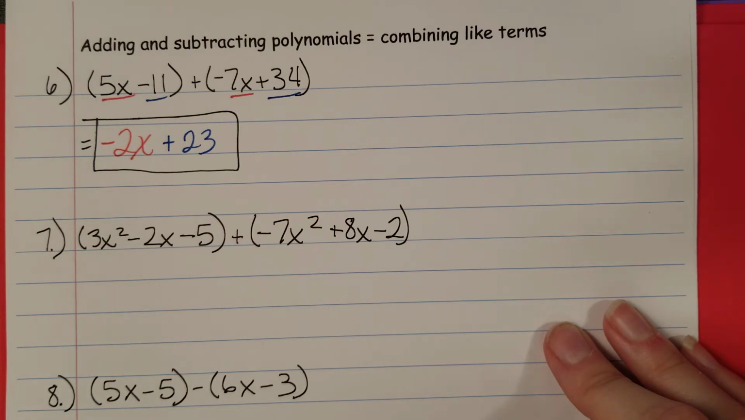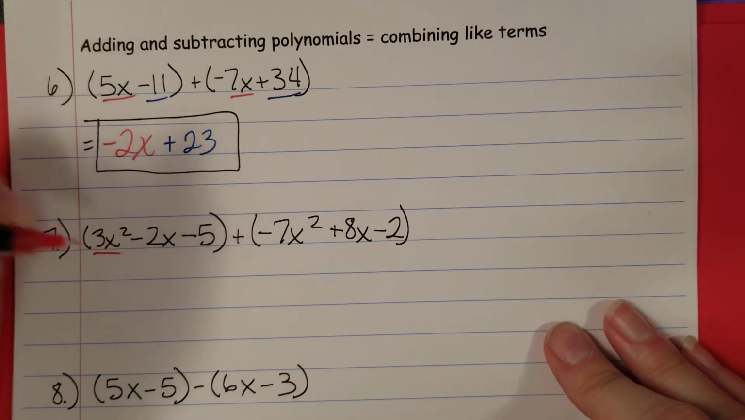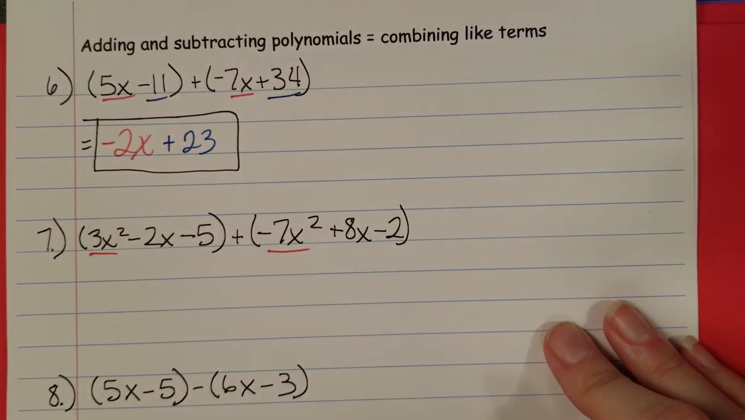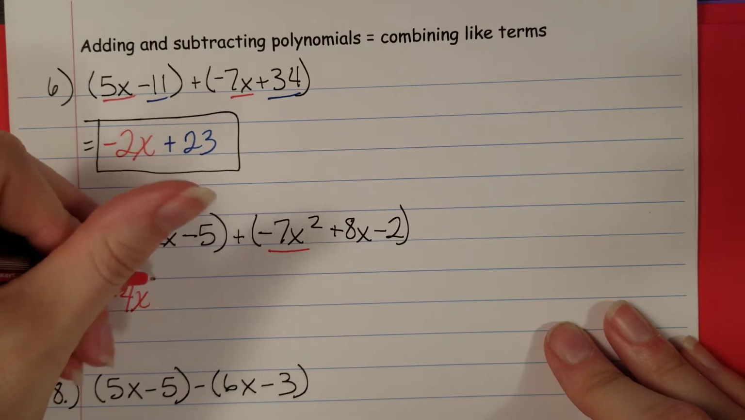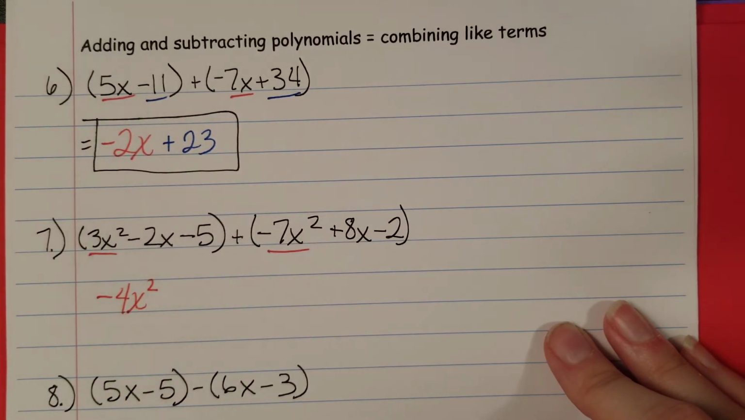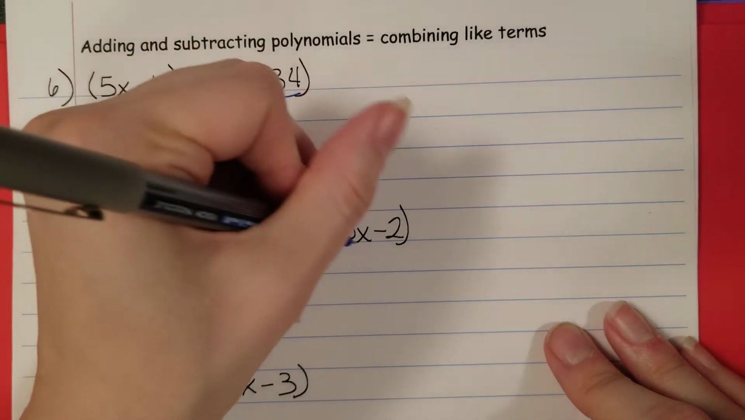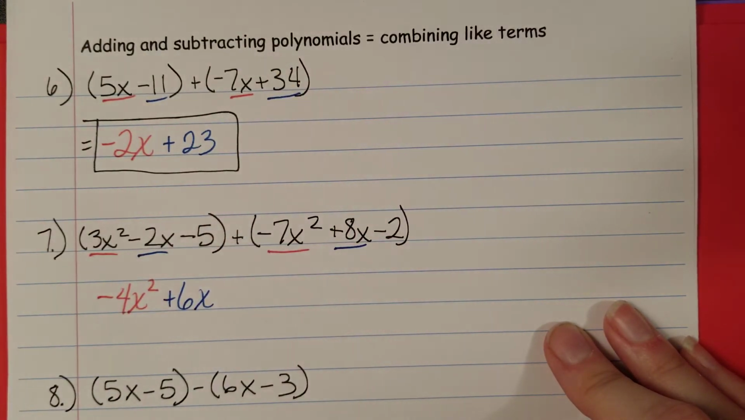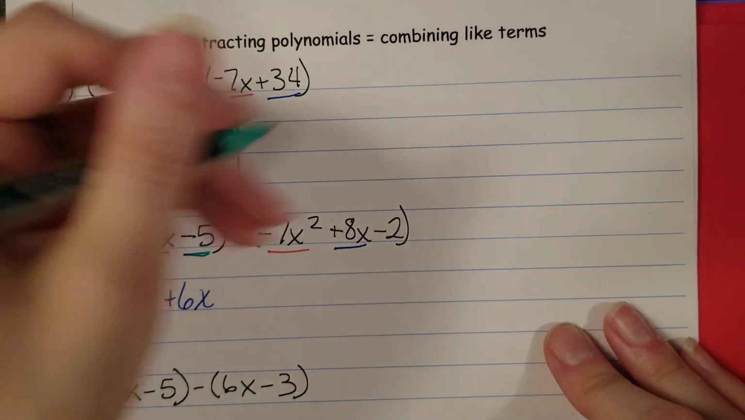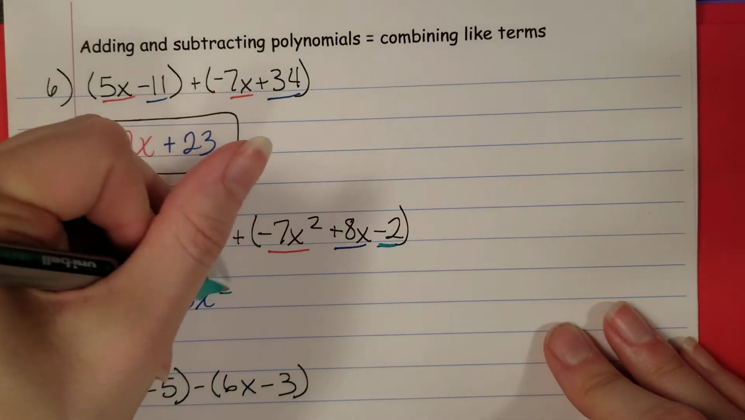Okay. Alright, so number 7, pretty much the same thing. So we're just adding, the parentheses are not doing anything in this case. So 3x squared plus negative 7x squared is negative 4x squared. Then negative 2x plus 8x would be plus 6x. And negative 5 minus 2 equals negative 7.